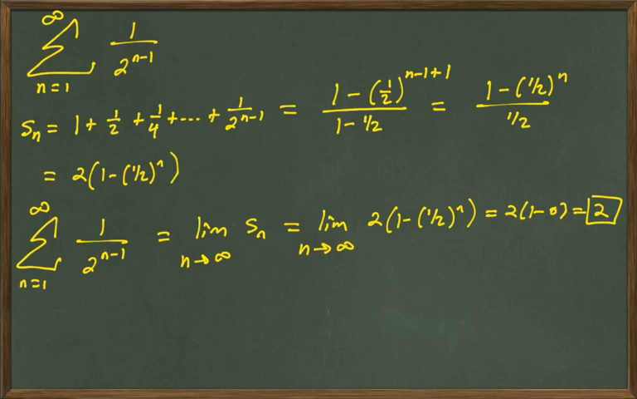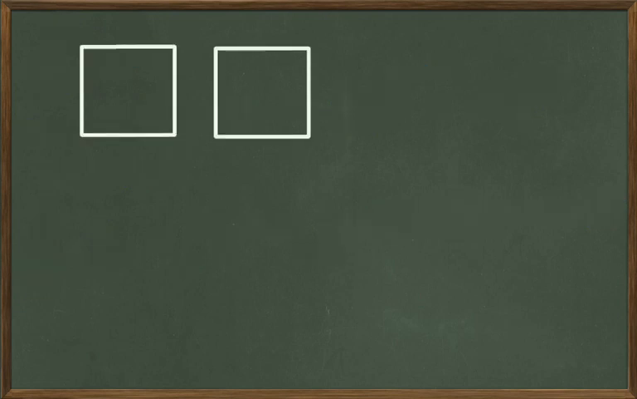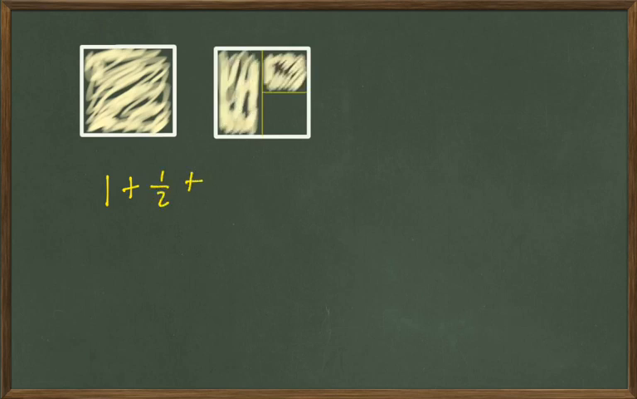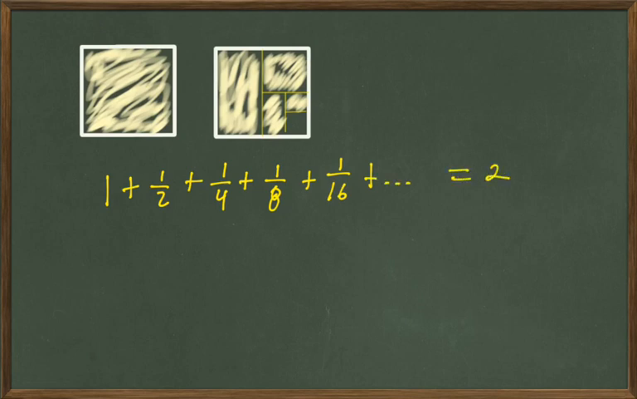This is called a geometric series. So maybe give you a little bit of geometric representation. Okay. So there is 2 squares. They're empty right now, so we have 0. There's 1 plus 1/2 plus 1/4 plus 1/8 plus 1/16, and we could keep going, plus 1 over 32, etc.